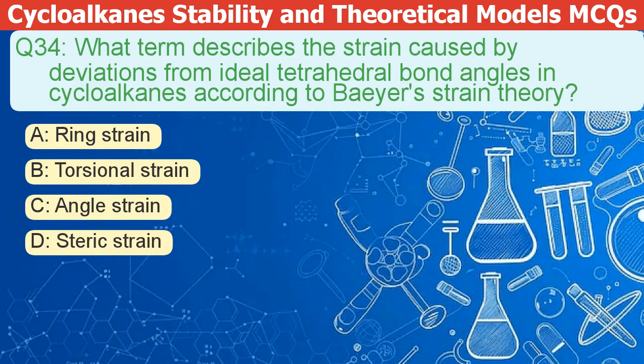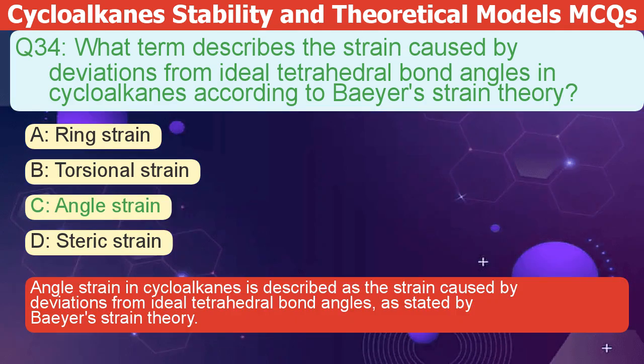What term describes the strain caused by deviations from ideal tetrahedral bond angles in cycloalkanes, according to Bayer's strain theory? A. Ring strain. B. Torsional strain. C. Angle strain. D. Steric strain. The correct answer is C. Angle strain in cycloalkanes is the strain caused by deviations from ideal tetrahedral bond angles, as stated by Bayer's strain theory.